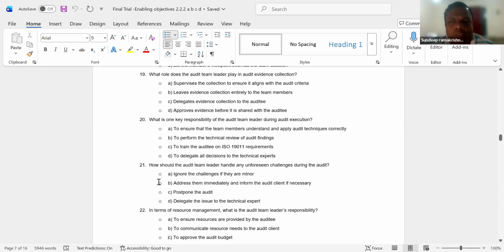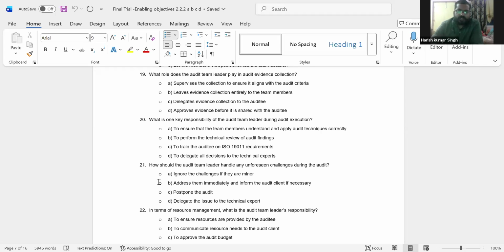Last question, Harish. 28th. What is one key responsibility of the audit team leader during audit execution? A. To ensure that audit team members understand and apply audit techniques correctly. B. To perform the technical review of the audit findings. C. To train the auditee on ISO 19011 requirements. D. To delegate all decisions to the technical experts.